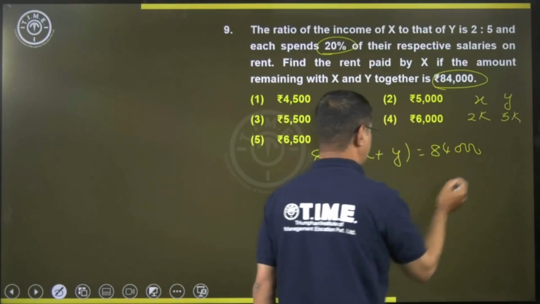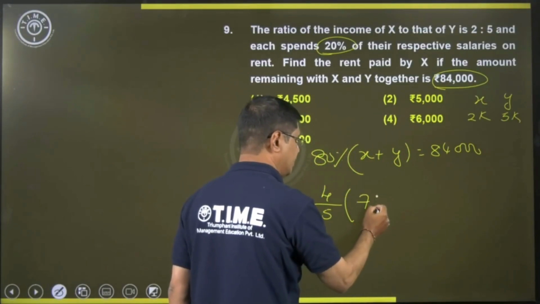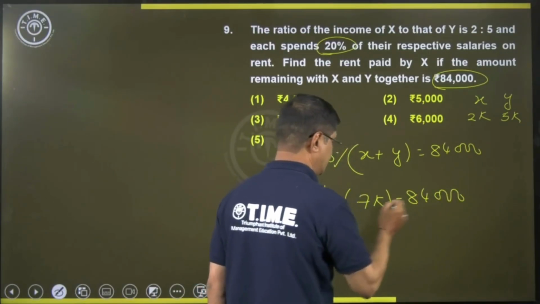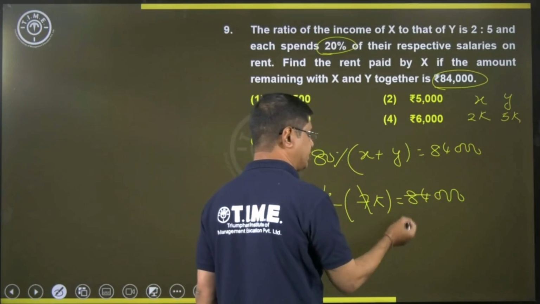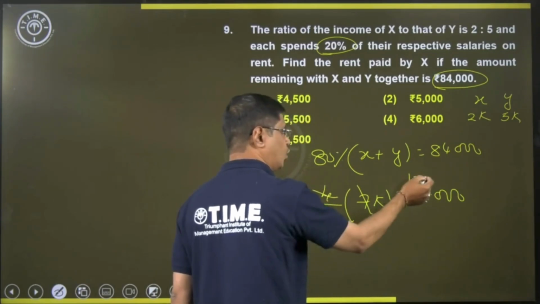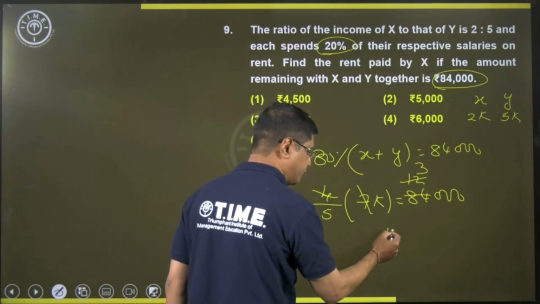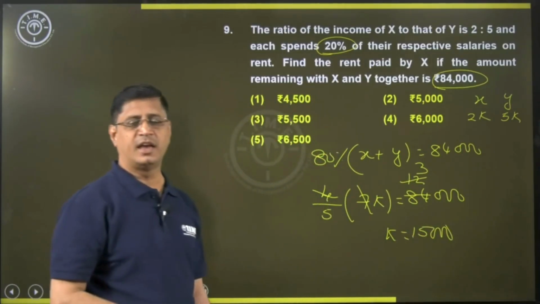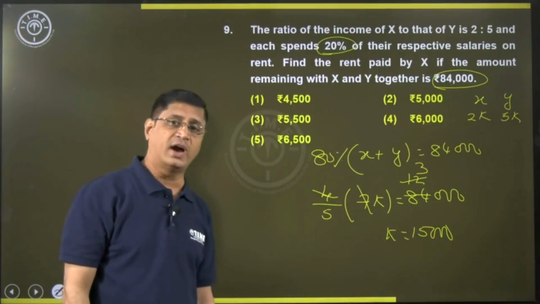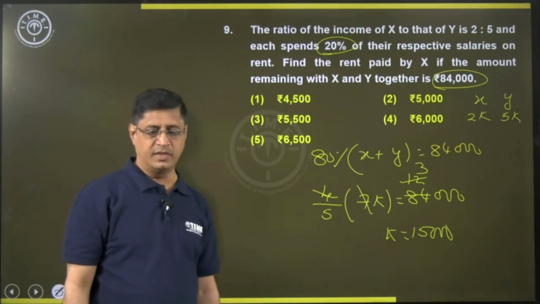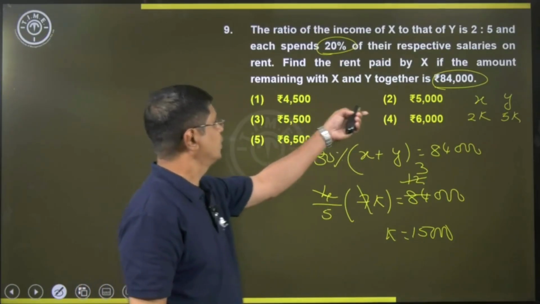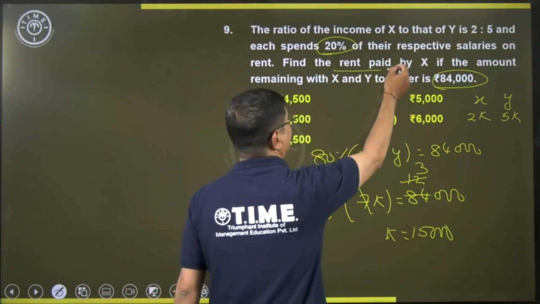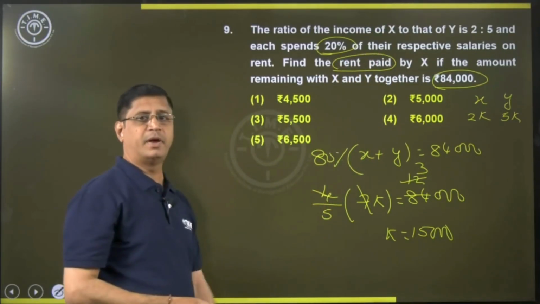Now 2K plus 5K, that is 7K, which is equal to 84,000. 7 goes exactly how many times? 12 times. What about 4? 3 times. The value of K is equal to 15,000. What to find? The amount. If the amount here is 84,000 together, then find out the amount paid on rent. So, what is paid on rent?